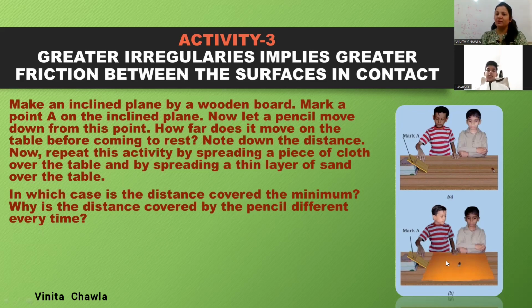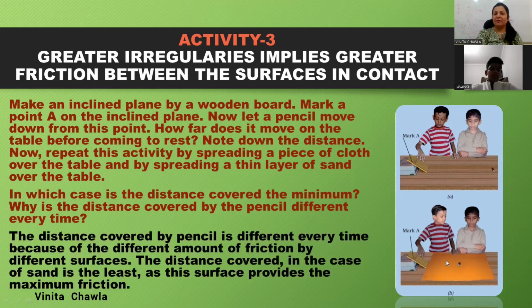Why in case B is the distance covered minimum? Because the sand or the piece of cloth is more rough. And when we had placed nothing, then the pencil will move faster, because there is less friction, and it will cover more distance.